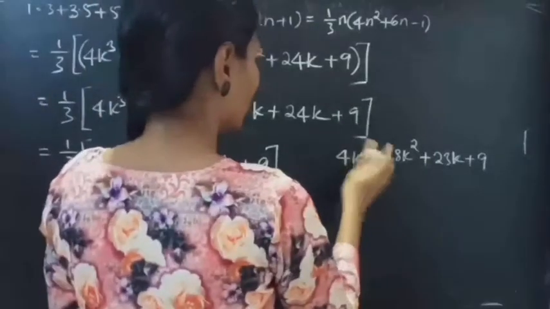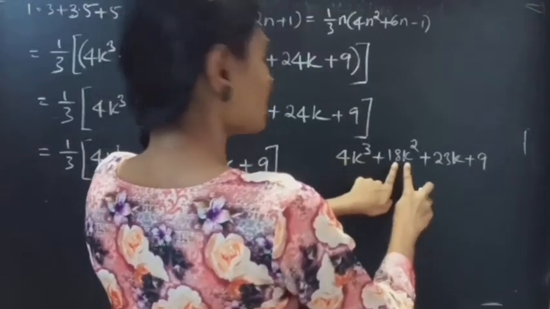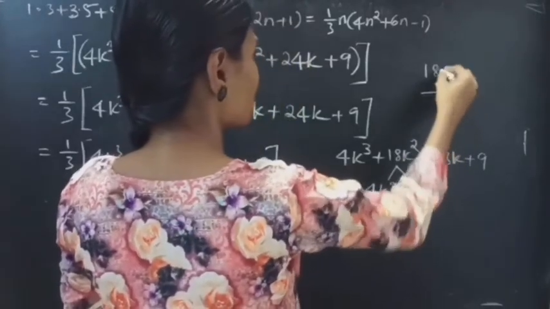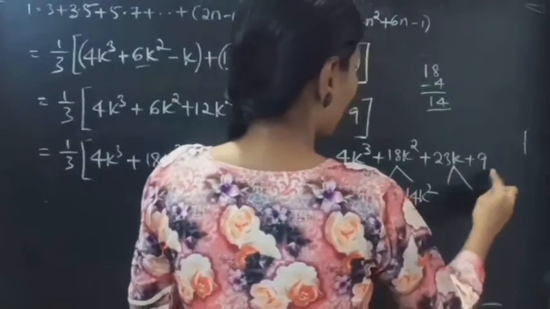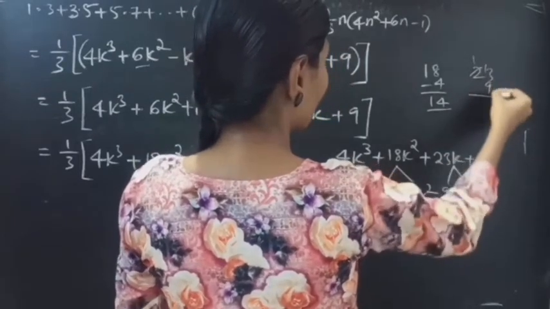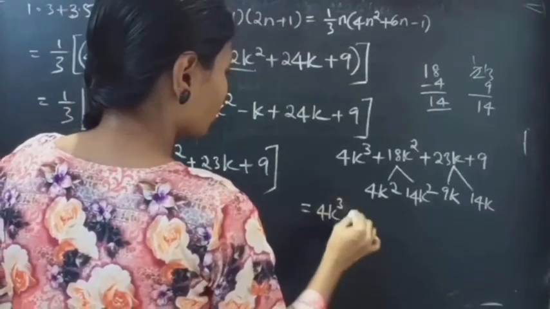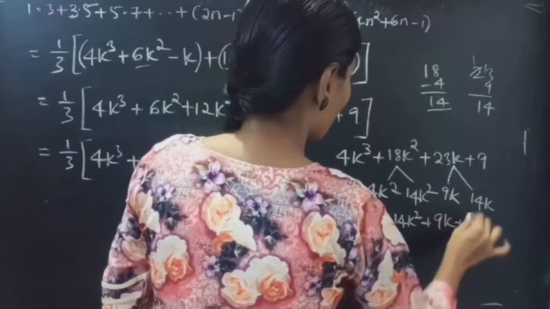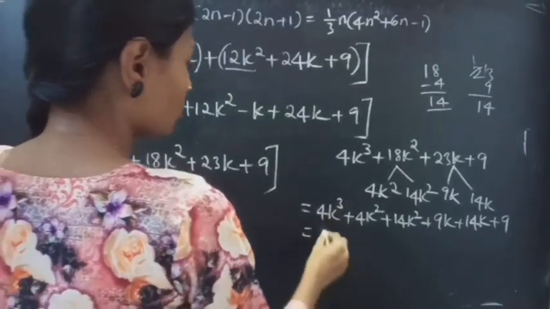See, we have to look at this from a different angle. You're having 4 here. Okay, the coefficient of k cube is 4. So we'll split this 18k square into 4k square and 18 minus 4 is 14, right? We'll get 14k square. And here you have 9, so split this 23k to 9k and 23 minus 9 is 14. So you can write it simply as 4k cube plus 4k square plus 14k square plus 9k plus 14k plus 9. Okay. So firstly you are having 4k cube, right? So we'll write all the terms containing 4.